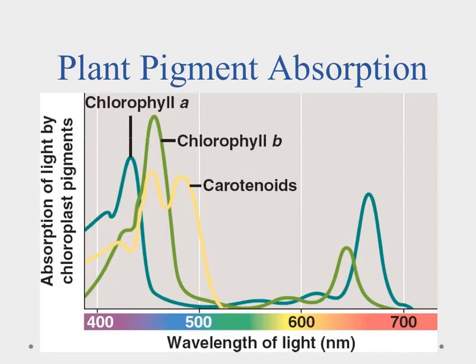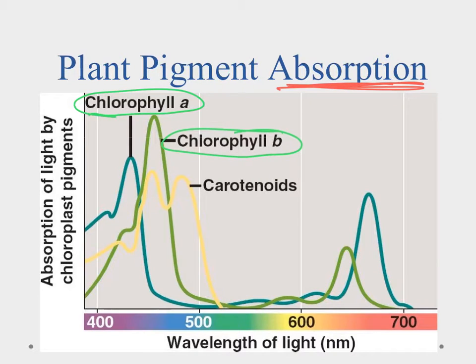Let's talk about pigment absorption, and what light is being absorbed by the plant pigments. First, let's take a look at these pigments real quickly. We have chlorophyll a here and chlorophyll b here, and those are our primary green pigments. Then we also have some accessory pigments, like the carotenoids, which are kind of orangey and reddish. That's why carrots are orange. But primarily, I want you to notice how much more the chlorophylls absorb.